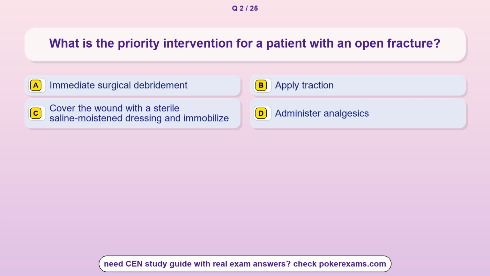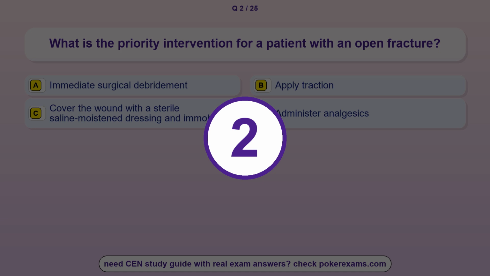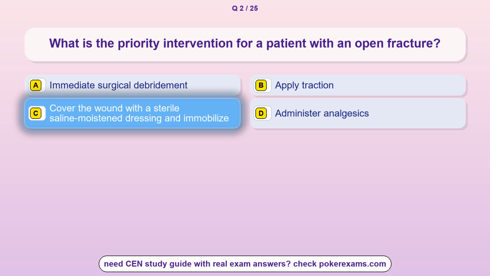Question 2. What is the priority intervention for a patient with an open fracture? Option A, immediate surgical debridement. Option B, apply traction. Option C, cover the wound with a sterile saline-moistened dressing and immobilize. Option D, administer analgesics. The correct answer is option C, cover the wound with a sterile saline-moistened dressing and immobilize.